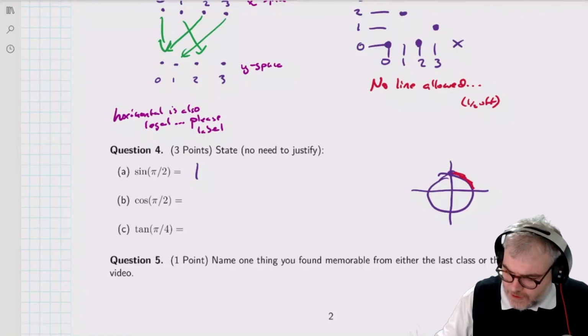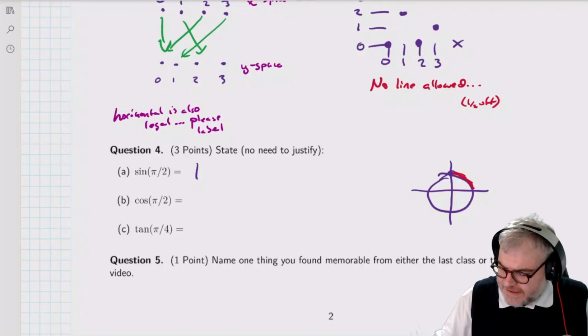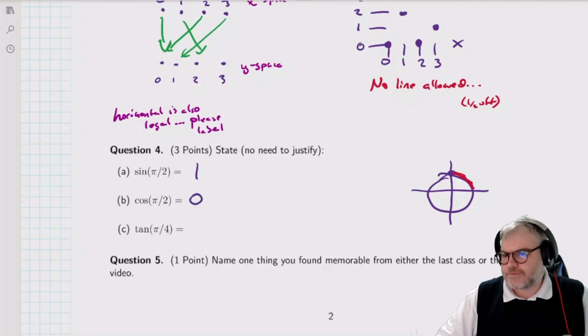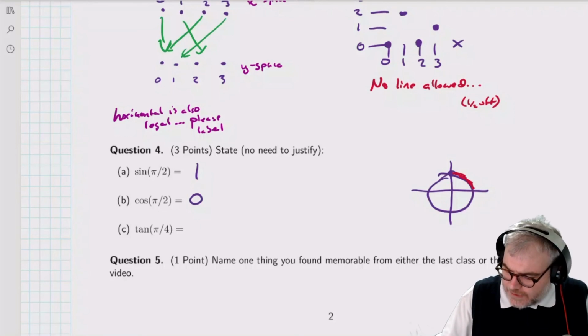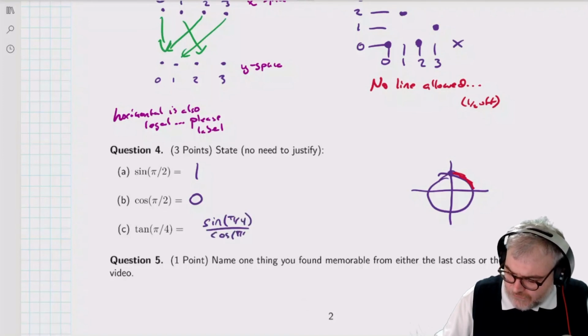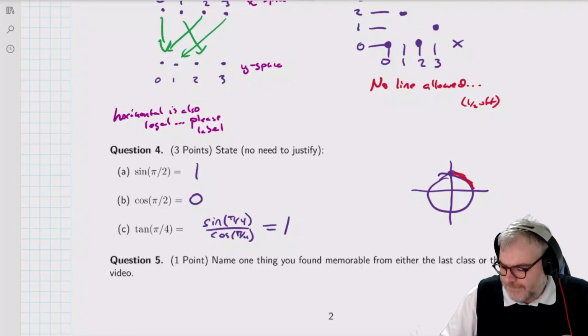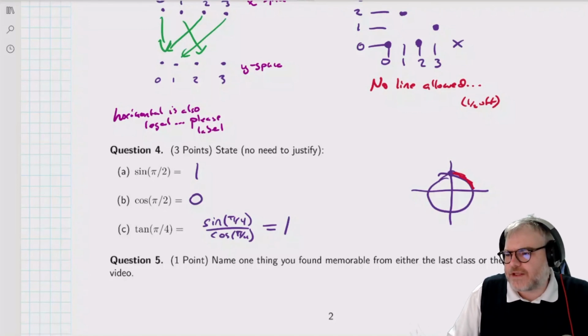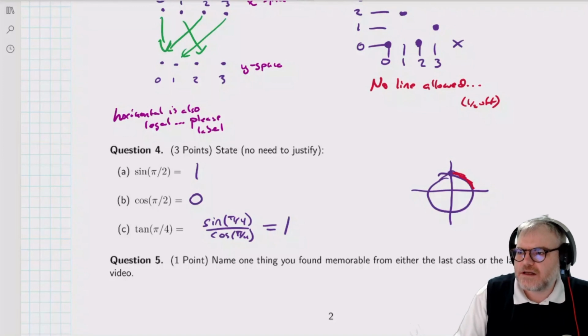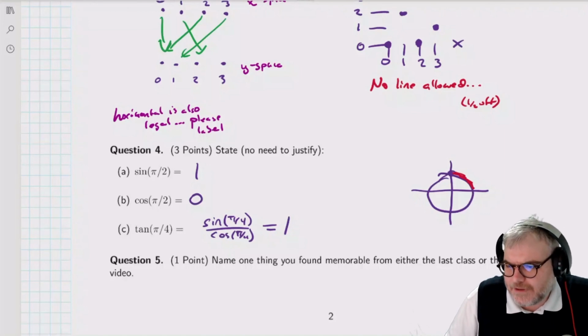Okay. Cosine of pi over 2. What is my eastiness? 0. Tangent of pi over 4. That is the same as sine of pi over 4 over cosine of pi over 4. And hey, they're equal. Okay? 1 to 5. How do we feel about that little bit of trig? Do we remember our trig?